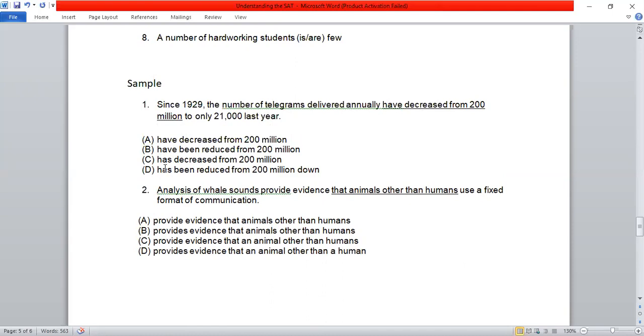Either have is correct or has is correct. So if have is correct, that means C and D are out. If has is correct, that means A and B are out. Similarly, if you look at these: provide, provides, provide, provides.